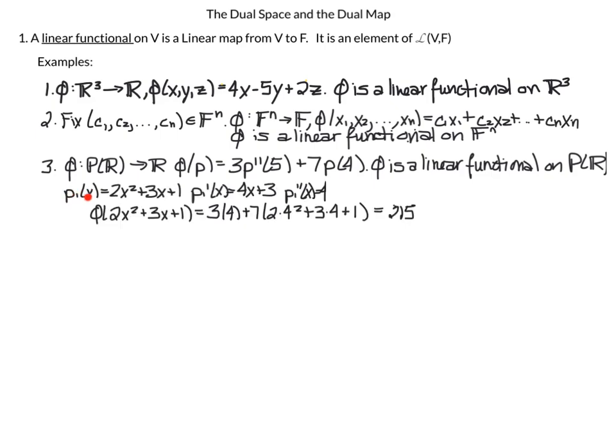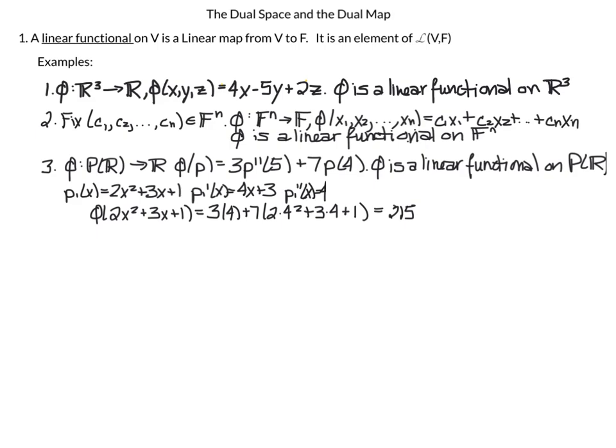For example, if our polynomial p1 of x is equal to 2x squared plus 3x plus 1, then we see our first derivative is equal to 4x plus 3, and the second derivative is equal to 4. So phi of 2x squared plus 3x plus 1 is equal to 3 times p double prime evaluated at 5, which is just equal to 4, plus 7 times p evaluated at 4. That's 7 times, where's p evaluated at 4? 2 times 4 squared plus 3 times 4 plus 1, which is equal to 215 if I did my addition and multiplication correctly.